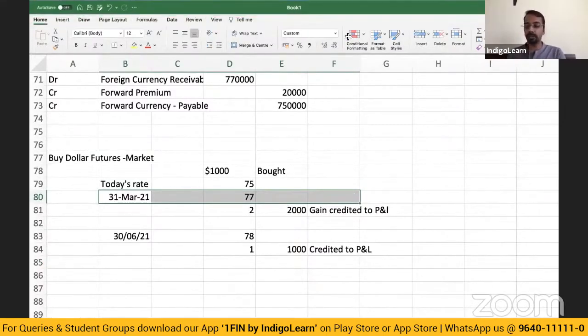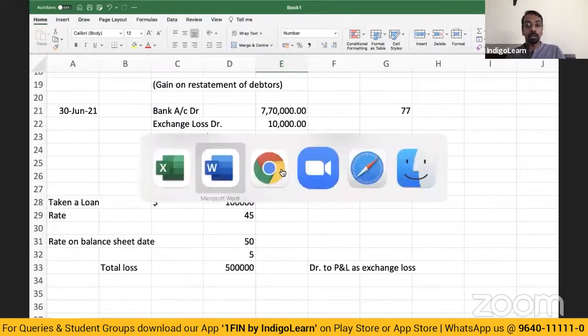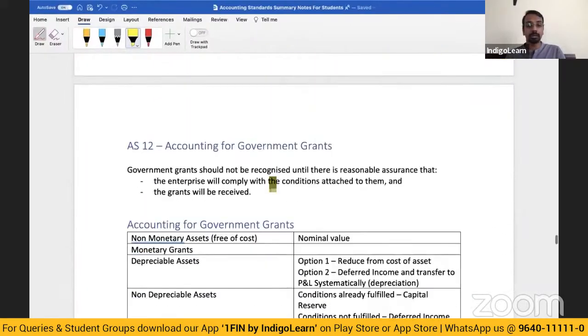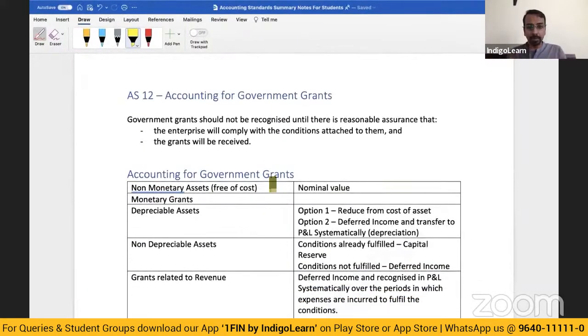So this is with respect to foreign exchange. Now moving on to the next part. Again, a simple standard, a highly scoring standard, accounting standard 12 on accounting for government grants. Even in this standard, there are 2-3 simple principles that you need to remember. And once you remember them, you'll be able to solve the examination problem.